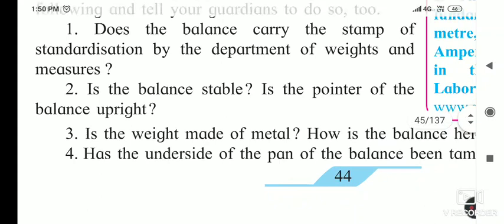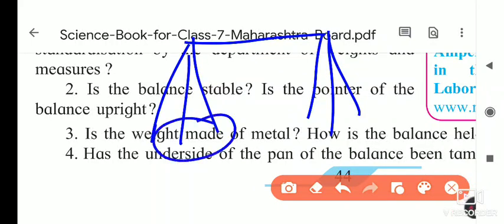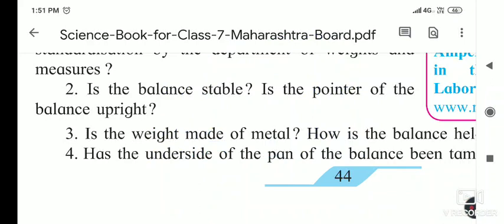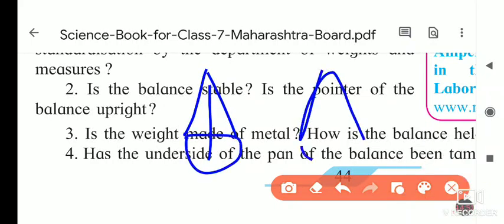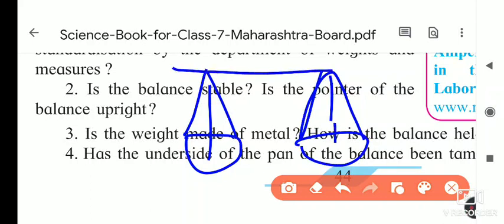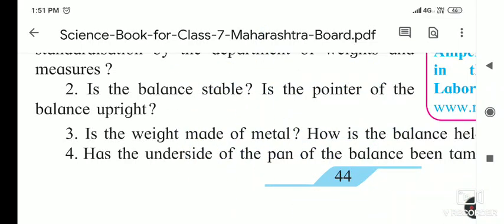Secondly, is the balance stable? Nowadays digital balances are available in the market, so we can use those. And is the pointer of the balance upright? If you see this balance, this is one pan and here is the other pan, and there is an arrow. If these two pans are equal, the pointer shows exactly the middle point, so that it shows the balance is stable.